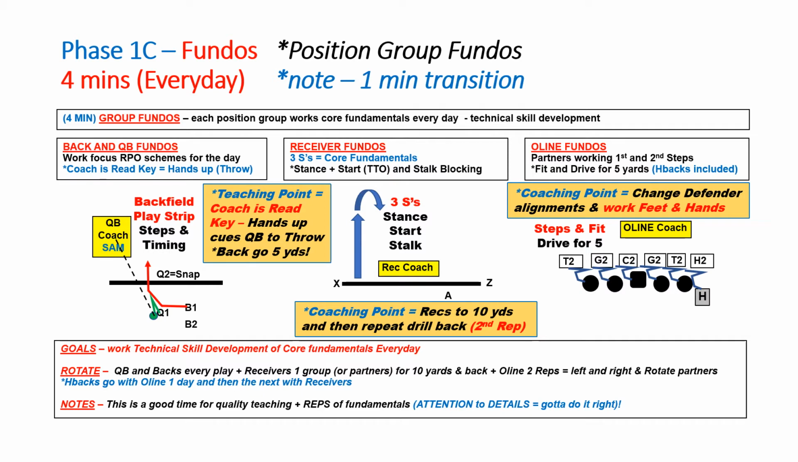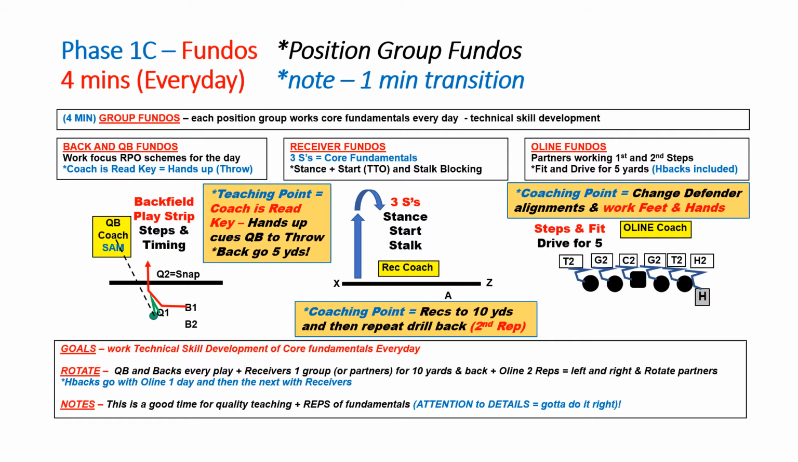You can see here to the left, the backfield now is just going to do play strip. So there's no reads, but we're going to go ahead and do steps and timing. You can add it where the coach does do an RPO read for the quarterback. If he puts his hands up, like he wants to catch the ball, then the quarterback's going to pull it. That's a pull, read, and throw. If he doesn't, he's going to give it, what you want to give almost 90% of the time.